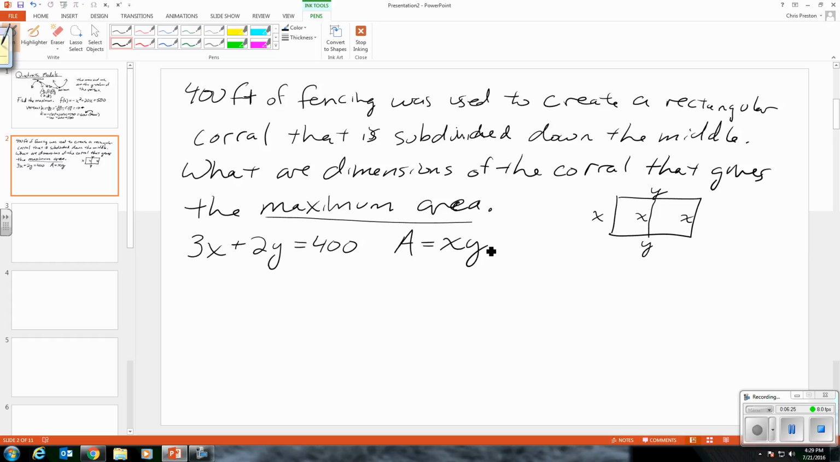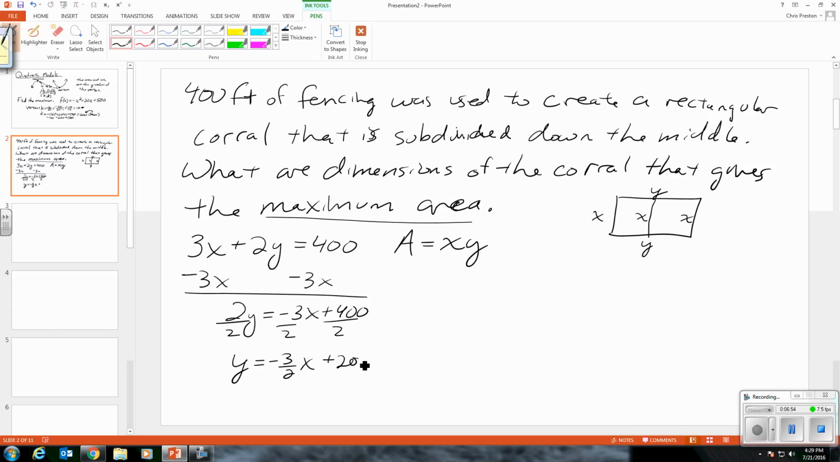And what I'm going to do is combine these two so that I get a formula for area based on just one of these values. And so I'm going to do a substitution. Looking at this first equation, I think I'm going to solve for y, since I'd rather divide by 2 than divide by 3. Subtract 3x, plus 400, divide everybody by 2. I get y equals negative 3/2 x plus 200.